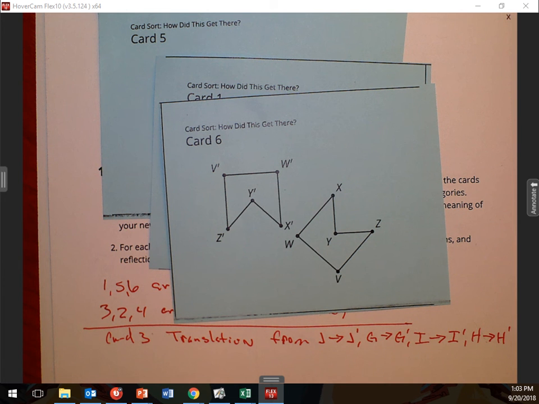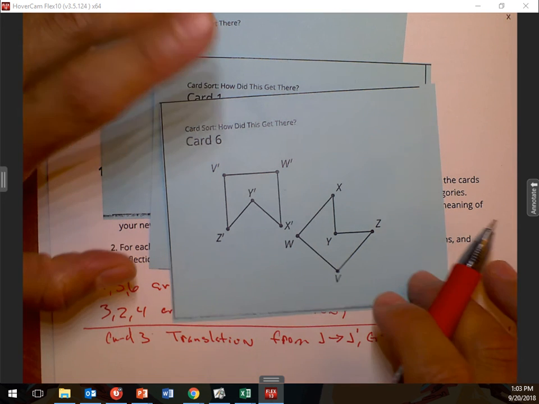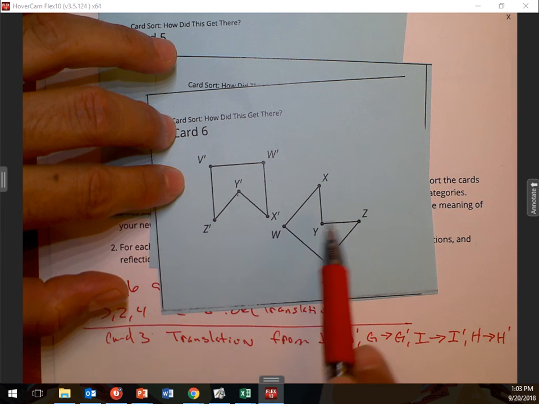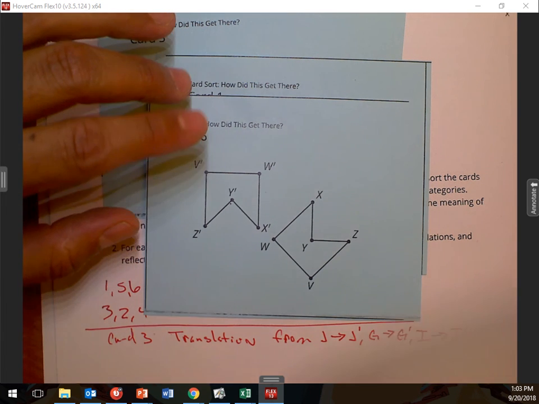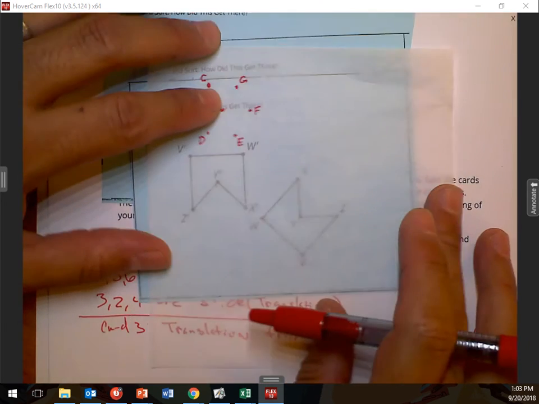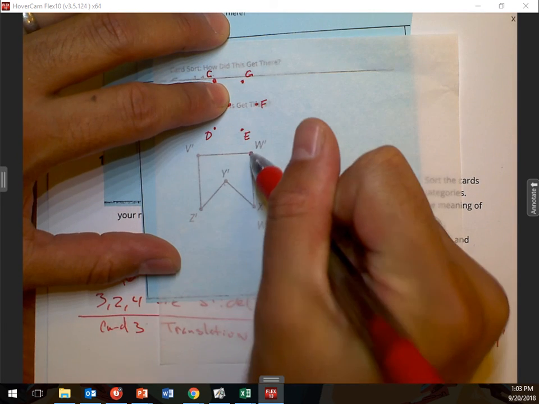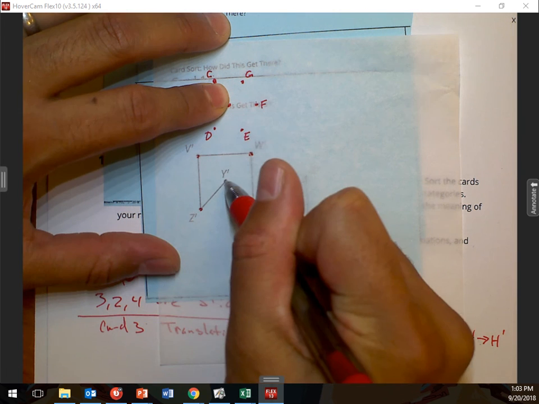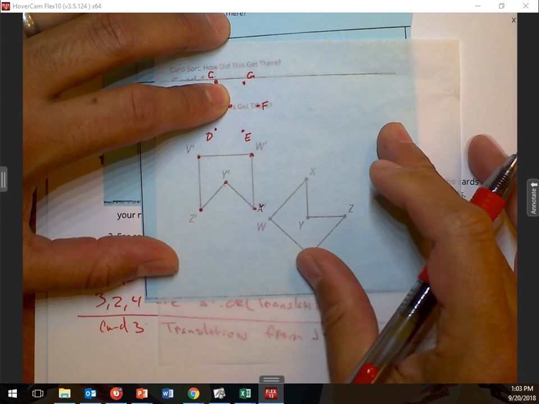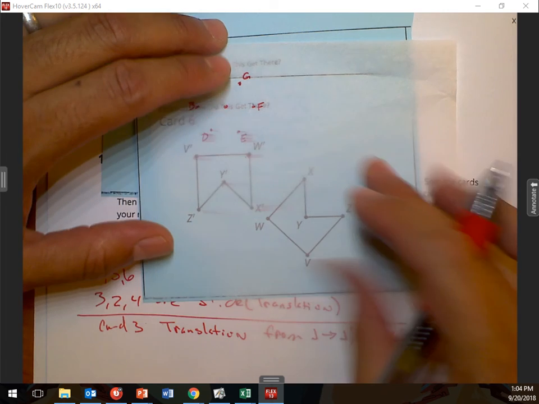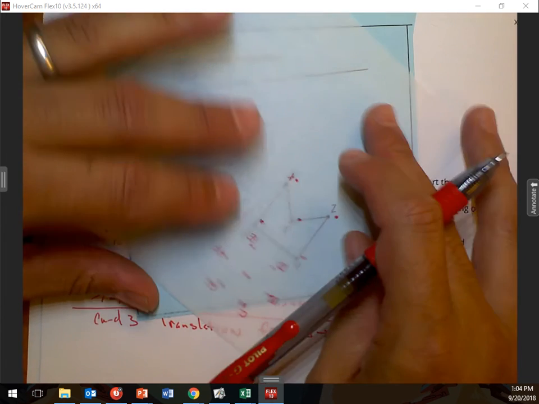All right, you guys, let's take a look real quick because we gotta go soon. What do you think this is going to end up becoming? A rotation from V to V prime. Yep. So this one's going to be a rotation. Let me show you guys. There's my X. Okay, I traced the wrong one. Trace the wrong one. Okay, there we go.